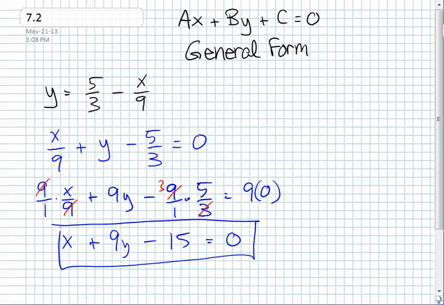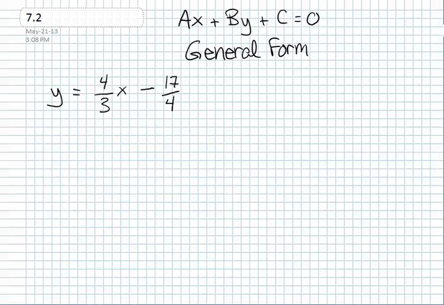So here is the one I want you to try for homework. Show it to me tomorrow at the beginning of class, please. There it is there, folks. Y is equal to 4 over 3x minus 17 over 4.